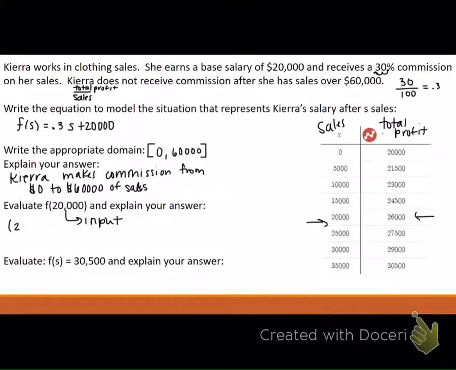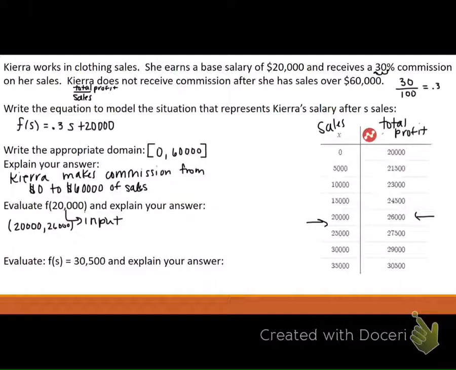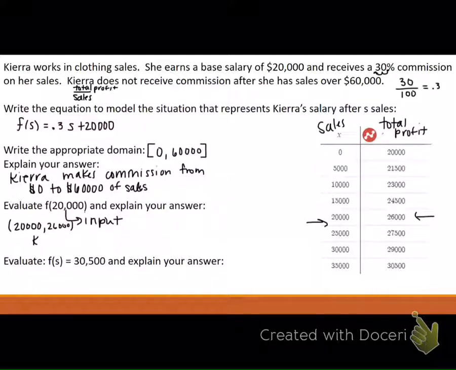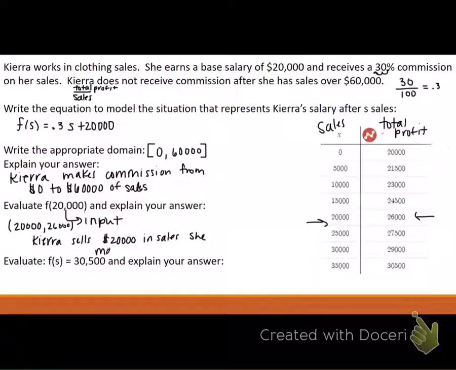So what does 20,000, comma 26,000 mean? What does that mean in terms of this problem? Who knows what that means? Alyssa? For $20,000 in sales, you get 26,000 total profit. Yeah. So Kiera sells $20,000 in sales. She makes $26,000.